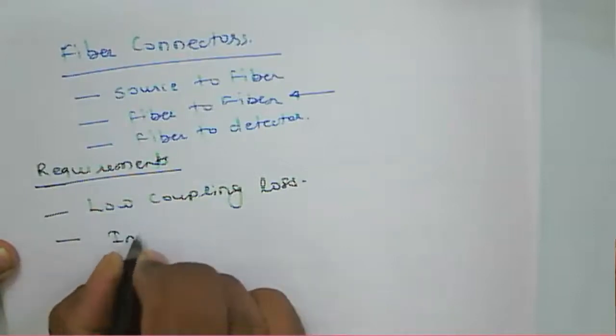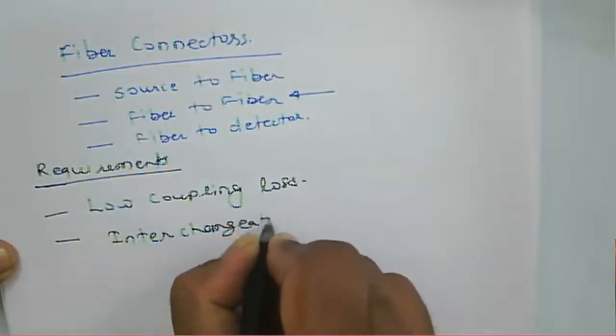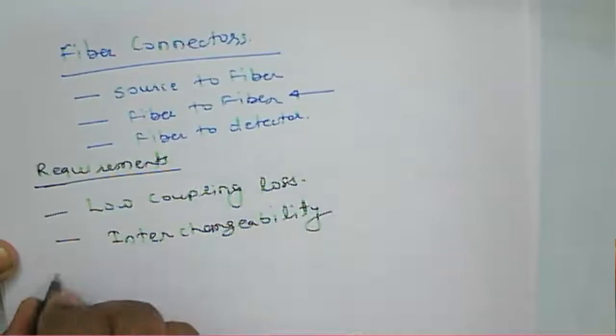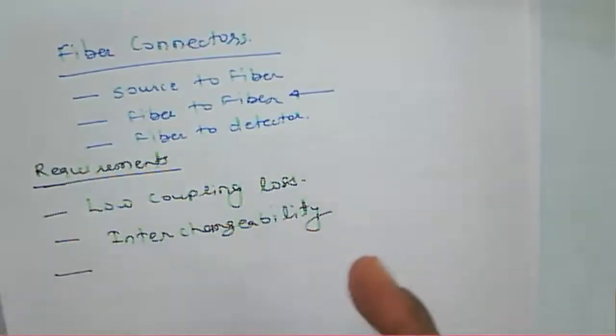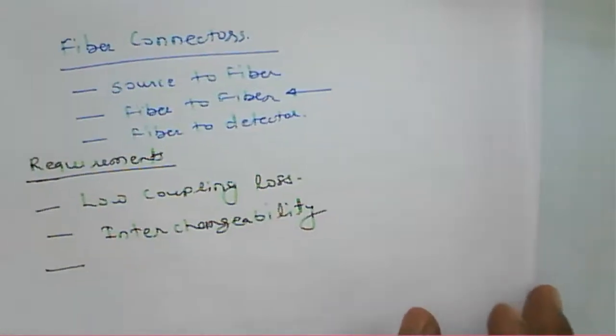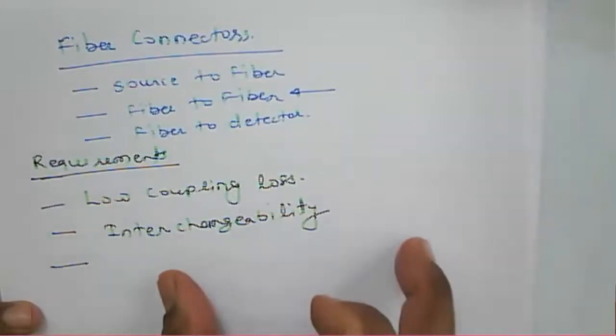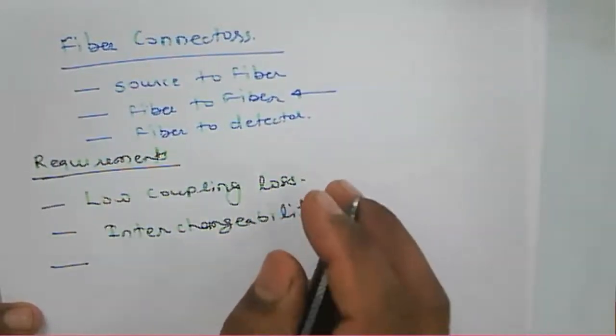Then another is interchangeability. It means that two connectors have the same standard. Suppose one manufacturer designs a connector for the fiber and another manufacturer designs a connector for the fiber. Those connectors must be compatible from one manufacturer to another manufacturer.